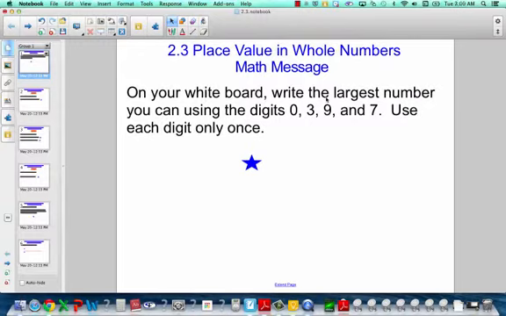Pause your video. All right, to write the largest number, you're going to want to write the biggest number first, then the next biggest, then the next biggest, and finally the smallest. So 9,730. Notice these go from biggest to smallest.